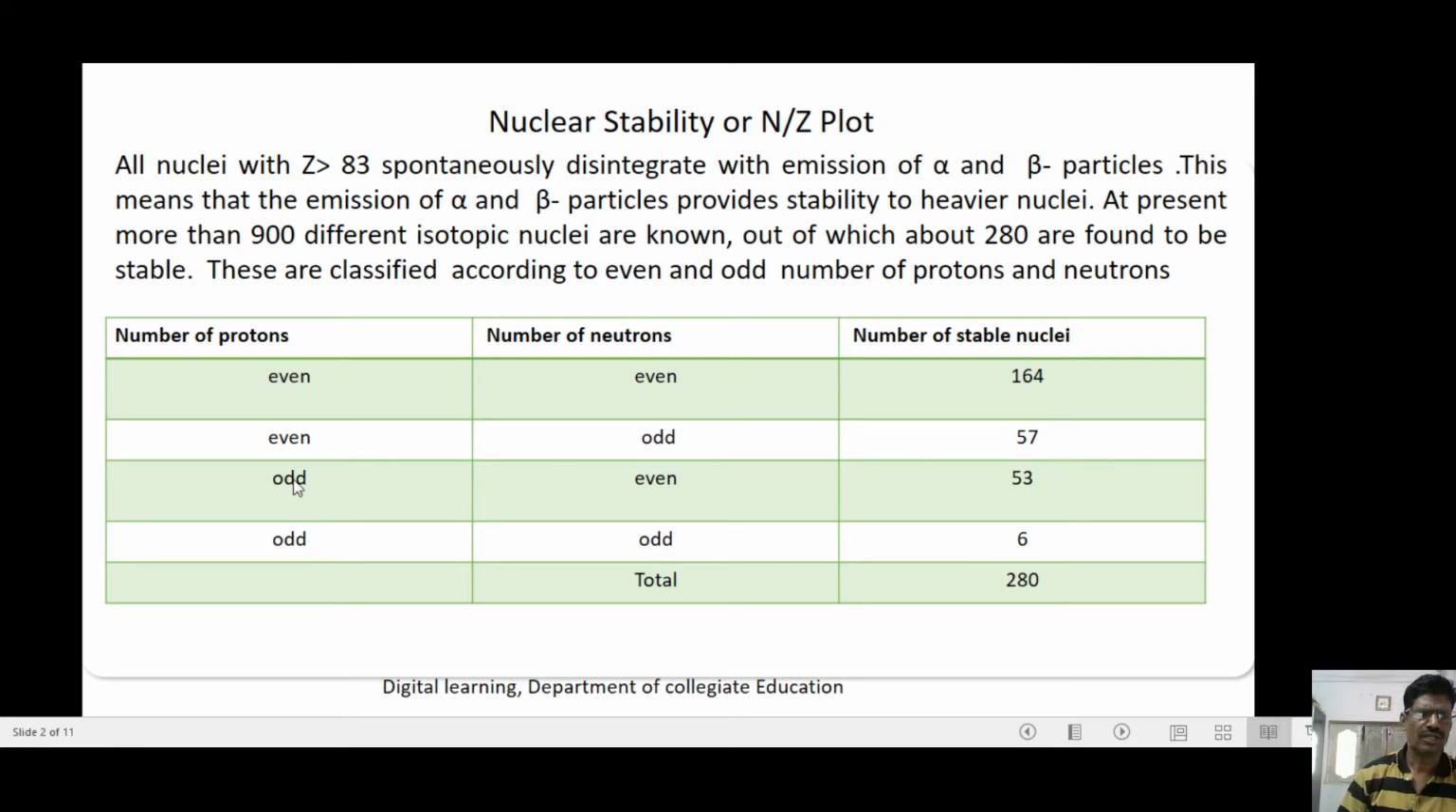The number of protons is odd and the number of neutrons is even: the number of stable nuclei is 53. The number of protons is odd and the number of neutrons is odd: the number of stable nuclei is 6. Therefore, the total number of stable nuclei equals 280.